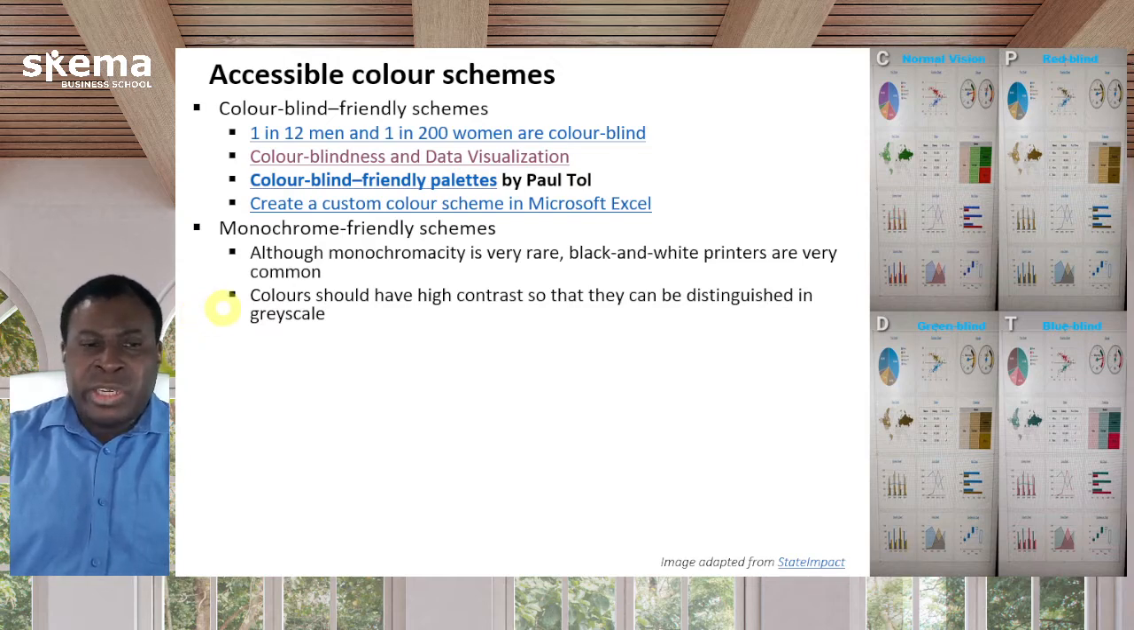And the key issue here is that the color should have high contrast. That is, there should be clear distinctions between shades of light and dark shades so that when they're printed in grayscale, they can be easily distinguished.